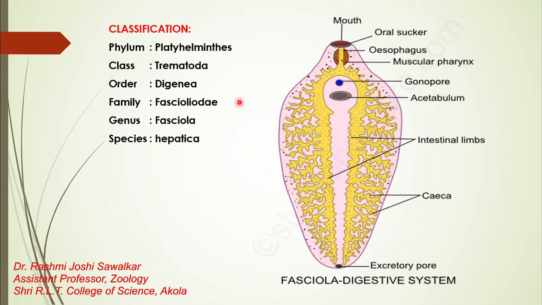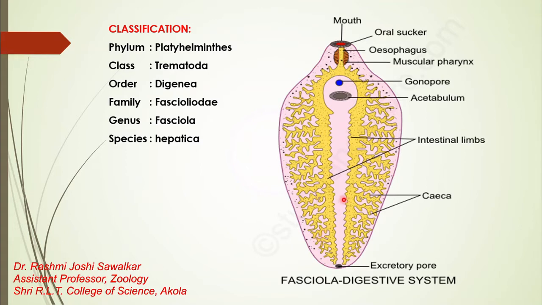Okay. Now, see the diagram of the digestive system. In the previous lecture, we studied the complete structure of Fasciola hepatica. It is a dorso-ventrally flattened, leaf-like animal whose anterior end is triangular in structure and the lower posterior part is somewhat narrower as compared to the anterior end.